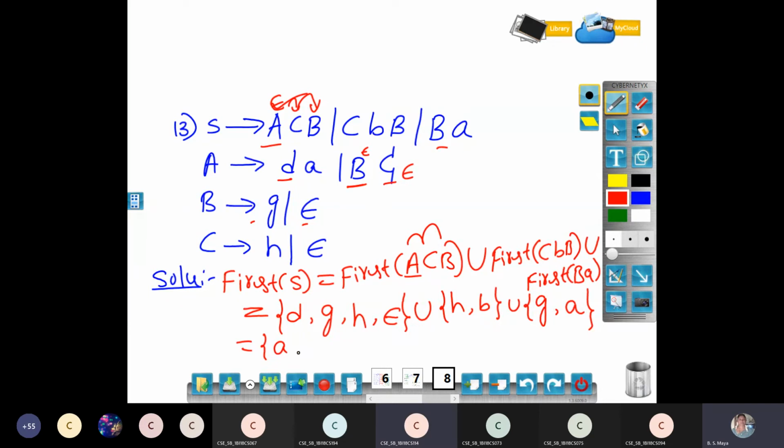A, B, I will tell you all. I have to take down A, B, capital D. So sorry, small d, small g, small h, and epsilon. You have to write here. D, comma, G, comma, H, comma, epsilon. See, only for the first step you have to write. The remaining thing you already did. What is capital A? First of A? What is in first of A?